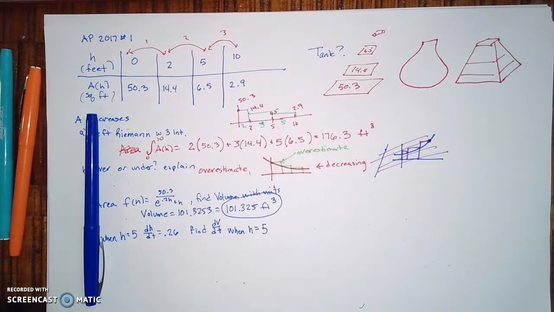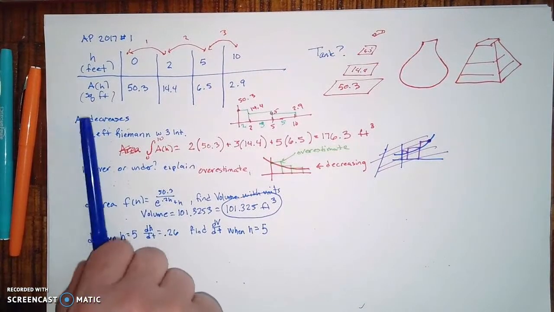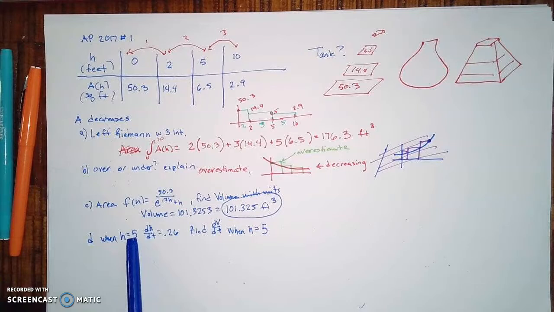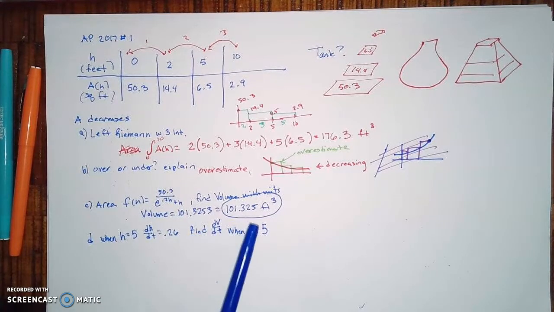Water is pumped into a tank. When the height of the water is 5 feet, the height is increasing at the rate of 0.26 feet per minute. Find dV/dt. This is using the model from the tank. Find the rate at which the volume of the water is changing with respect to time when the height of the water is 5 feet.